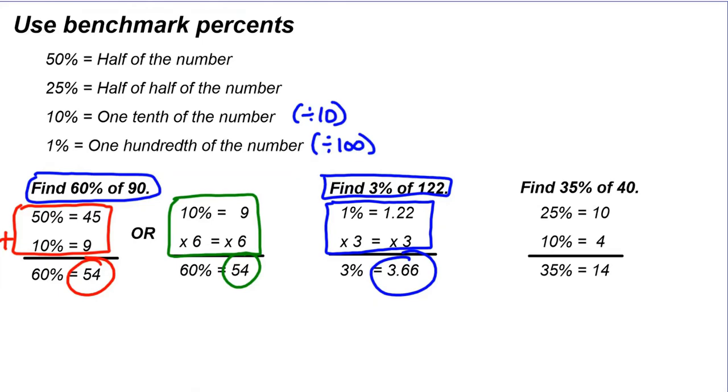So again, using benchmark percents to find other percents, using combinations. Then find 35% of 40. I can use 25% because 25% is 1/4 of the number. So 1/4 of 40 is 10. And another 10% onto that would give me my 35%. So I used a combination of 10% and 25% to give me a total of 35%. So 10 plus 4 then is 14. So that gives me 14 is 35% of 40. So again, you can see or start to see how many different percents we can actually find mentally just using these 4 major benchmark percents.